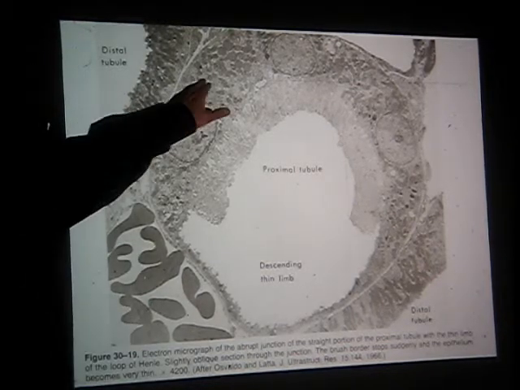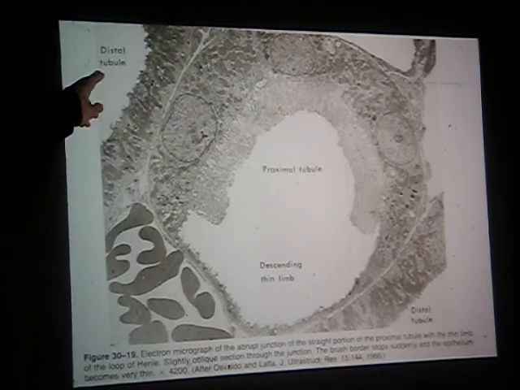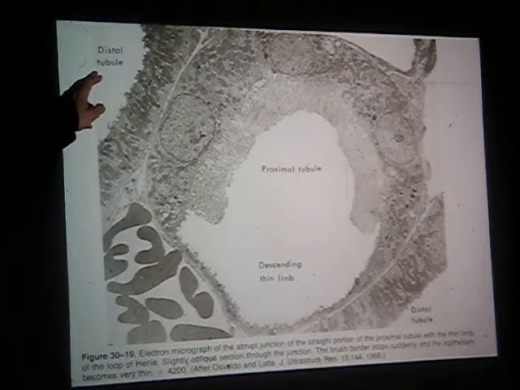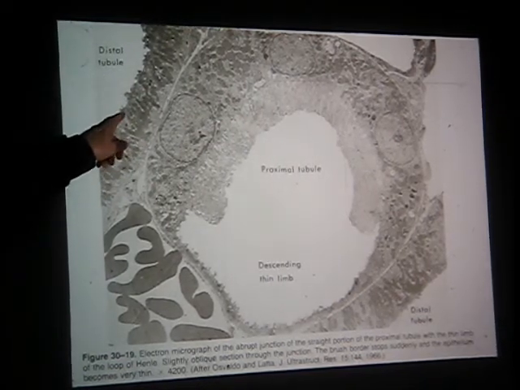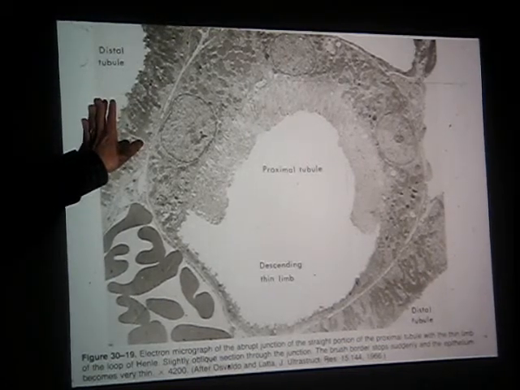Now you can see, look at all the mitochondria there. They're calling this a distal tubule, which makes sense. Lots of mitochondria, but look at the luminal profile. You don't have many microvilli.